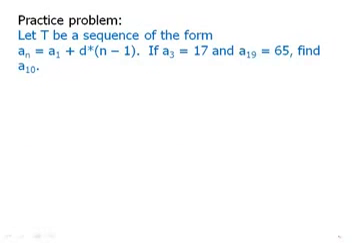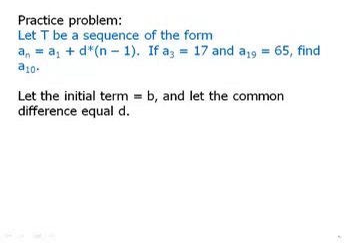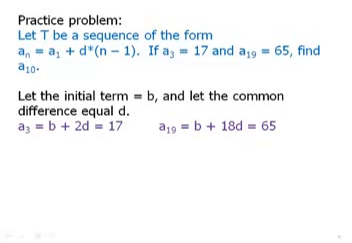Here's another practice problem. This one's a little bit different. Pause the video and then we'll talk about this. Okay, here it turns out that the first term is not known, the common difference is not known. We're just given two random terms somewhere on the list and we want to find another term. Well, think about it this way. Let the initial term equal b and let the common difference equal d. Then certainly it's true that a sub 3 would be b plus 2d, and that's 17. The 19th term would be b plus 18d, and that equals 65.